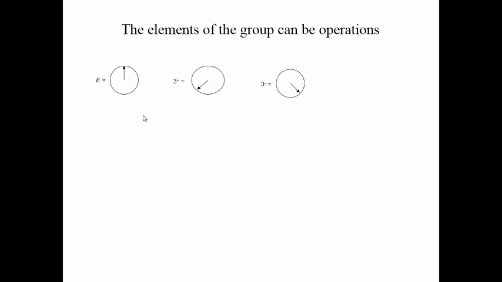The elements of the group can be operations. For example, E could be the arrow just standing still. 3 plus is a counterclockwise rotation of 120 degrees, so the arrow comes down here. And 3 minus is counterclockwise 120, counterclockwise another 120, and that brings you back over here to 3 minus. So here's our group: E, 3 plus and 3 minus.